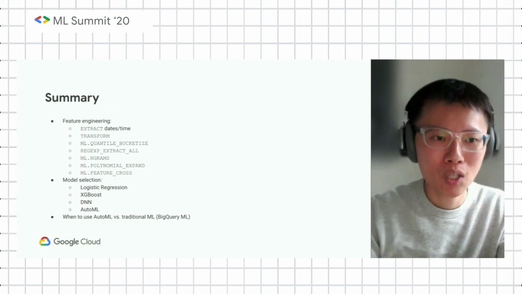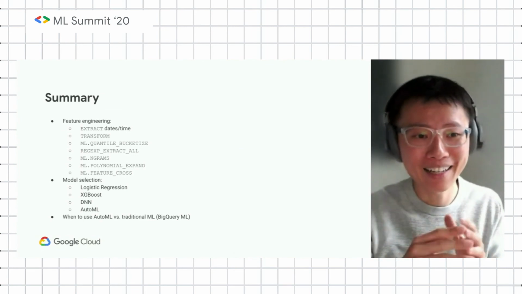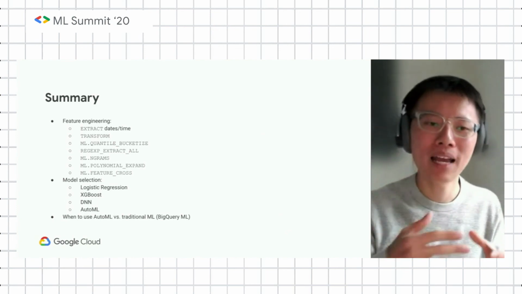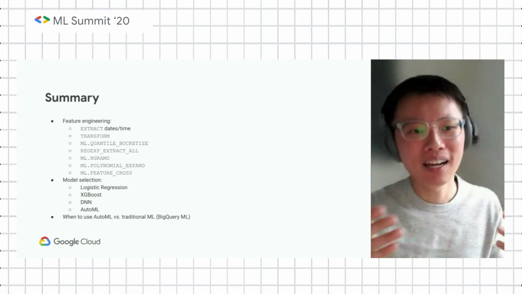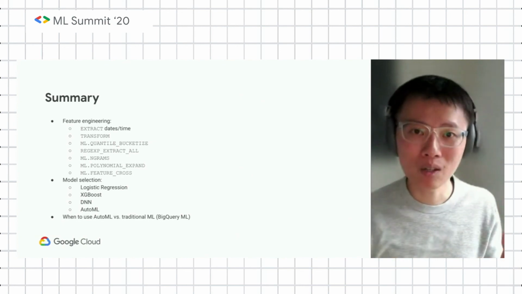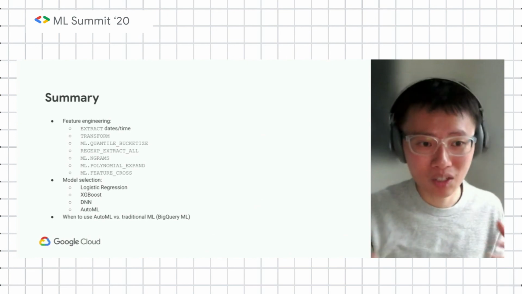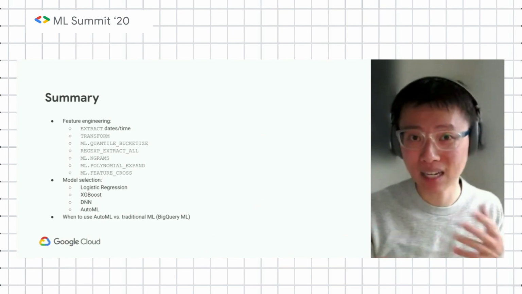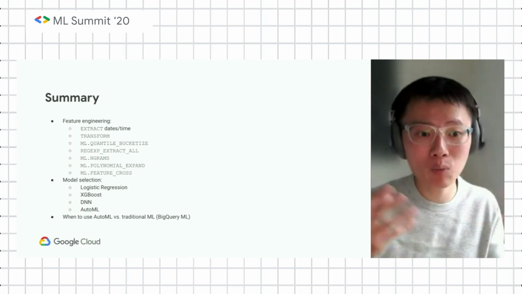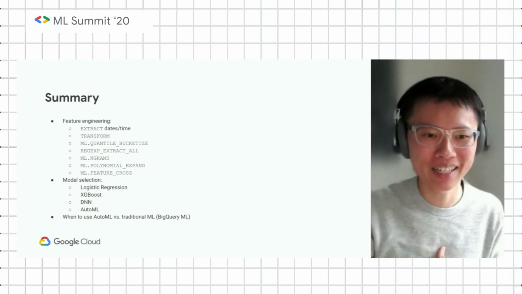So as a quick summary, you learned a lot of different pre-processing features to generate new features: extracting dates and times, transform, and how to use that in a create model statement, quantile bucketize, regex extract all, n-grams, polynomial expand, feature cross. You learned about different models, logistic regression, XGBoost, DNN, AutoML, and how they compare to each other, both in terms of performance and in terms of time. And finally, most importantly, when to use AutoML versus the traditional ML techniques, as you would with BigQuery ML.